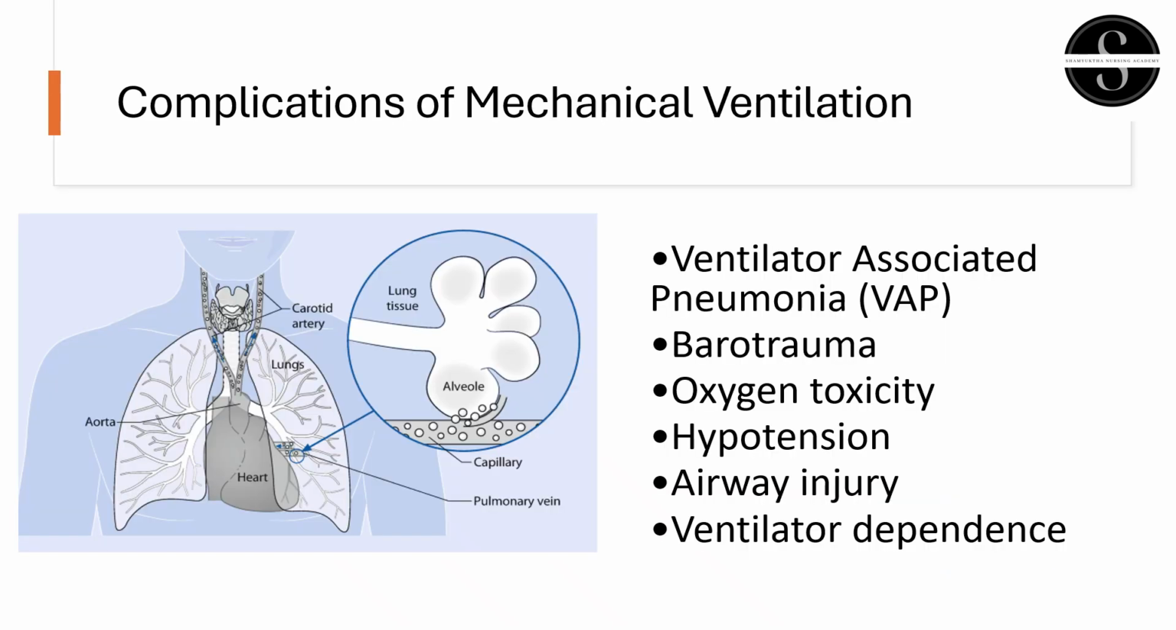Okay, so what is the last part? We have come to the last part, that is complications of mechanical ventilation. Each and every procedure has its own complications, right? So we have complications for mechanical ventilation as well. One is VAP, then barotrauma, that is any injury in the lung cavity, O2 toxicity, hypotension, airway injury, and ventilator dependence are some of the expected complications of mechanical ventilation, and we have to play an important role in order to prevent each complication to the maximum.